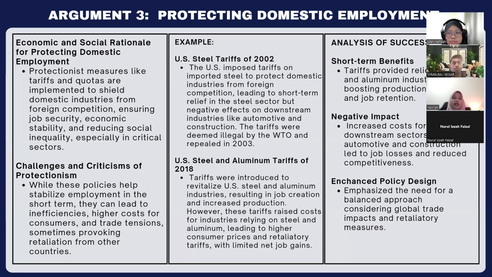So there are three challenges that I have identified through the journal. The first one is higher cost for industries relying on steel and aluminum. The second one is retaliatory tariffs from trade partners, and limited net job gains with increased cost passed on to consumers.